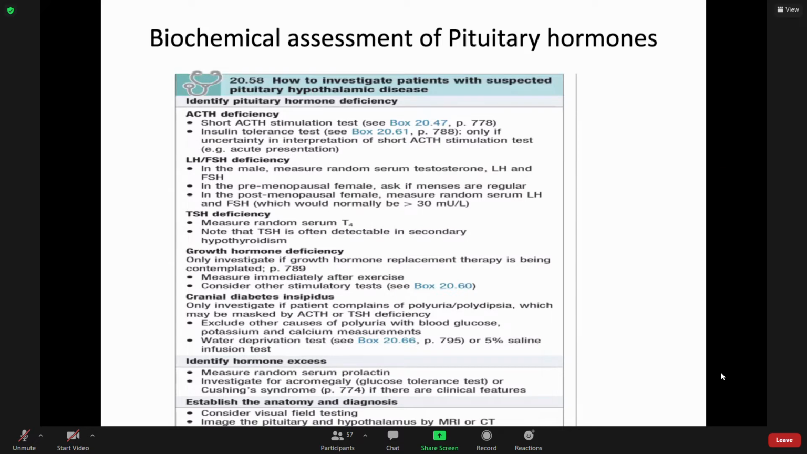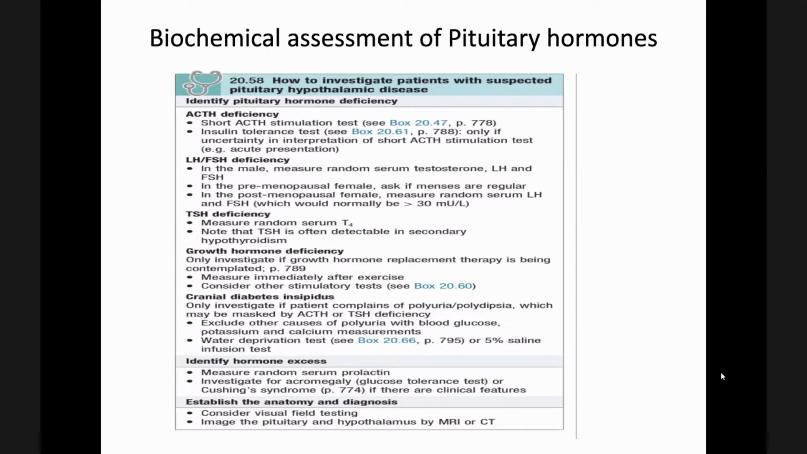And cranial diabetes insipidus, that is deficiency of arginine vasopressin. So if there is arginine vasopressin deficiency, the patient may present with polyuria and polydipsia. And so we have to exclude other causes of polyuria and polydipsia, and we have to go for a water deprivation test or 5% saline infusion test.